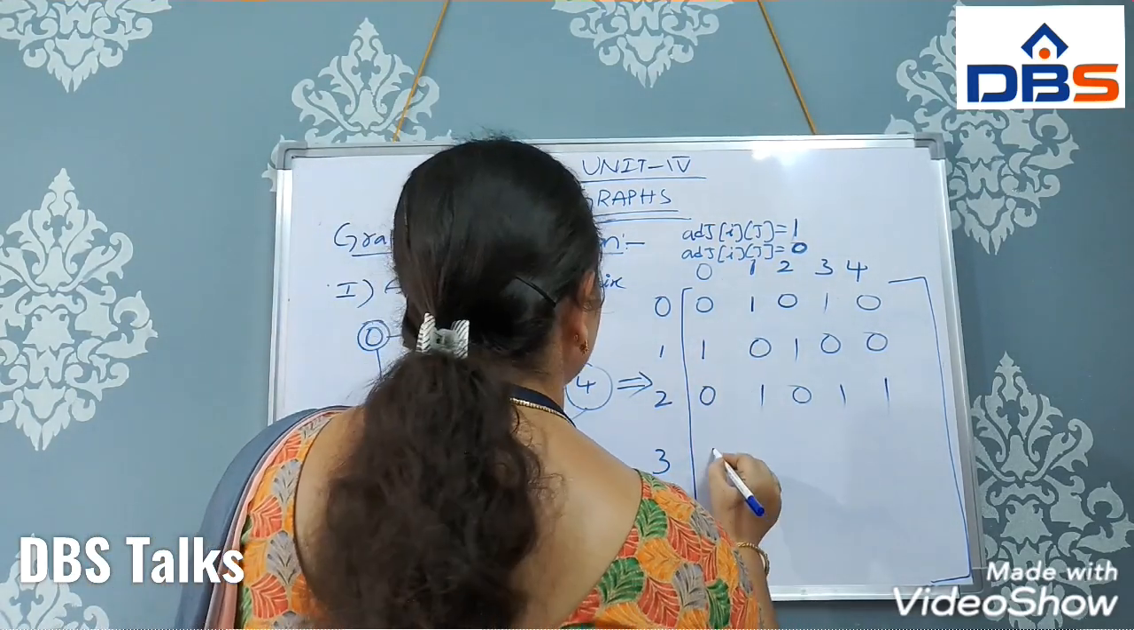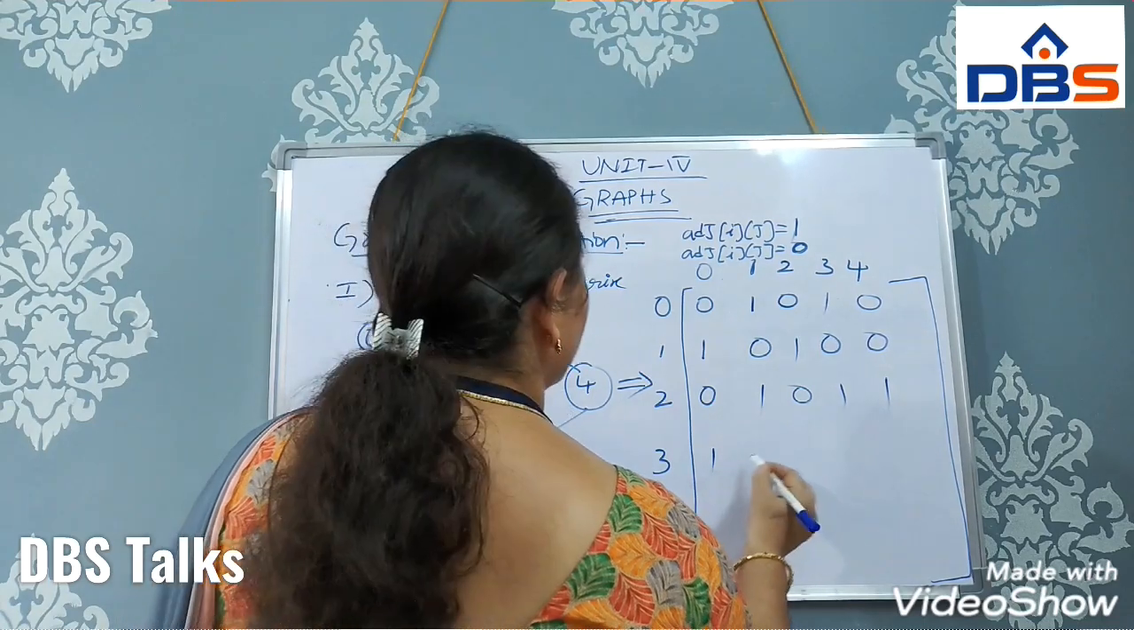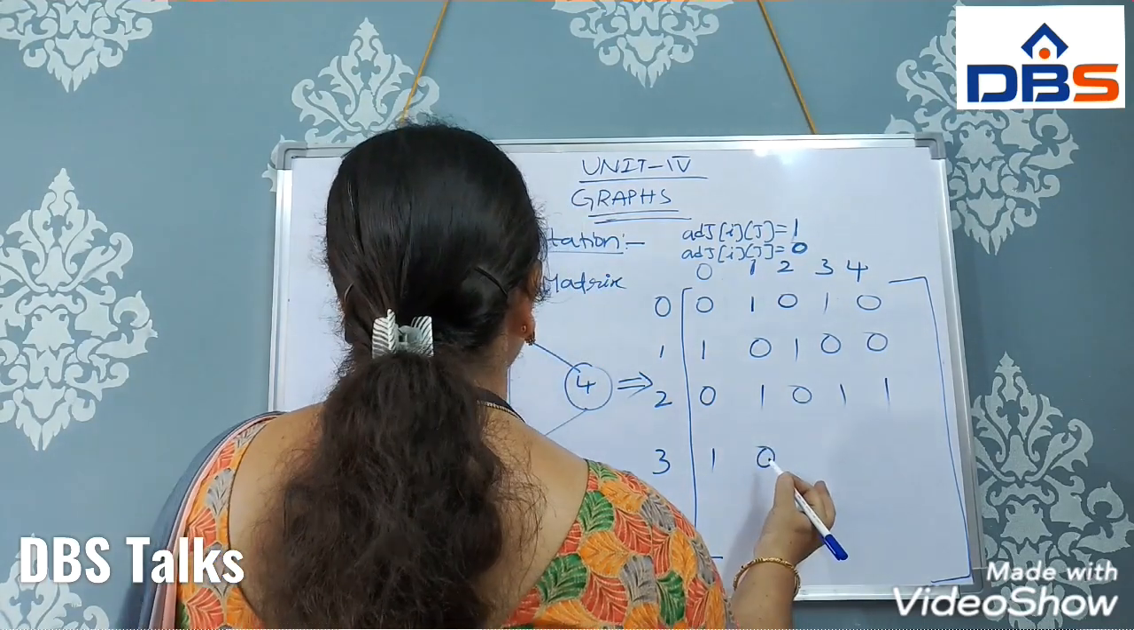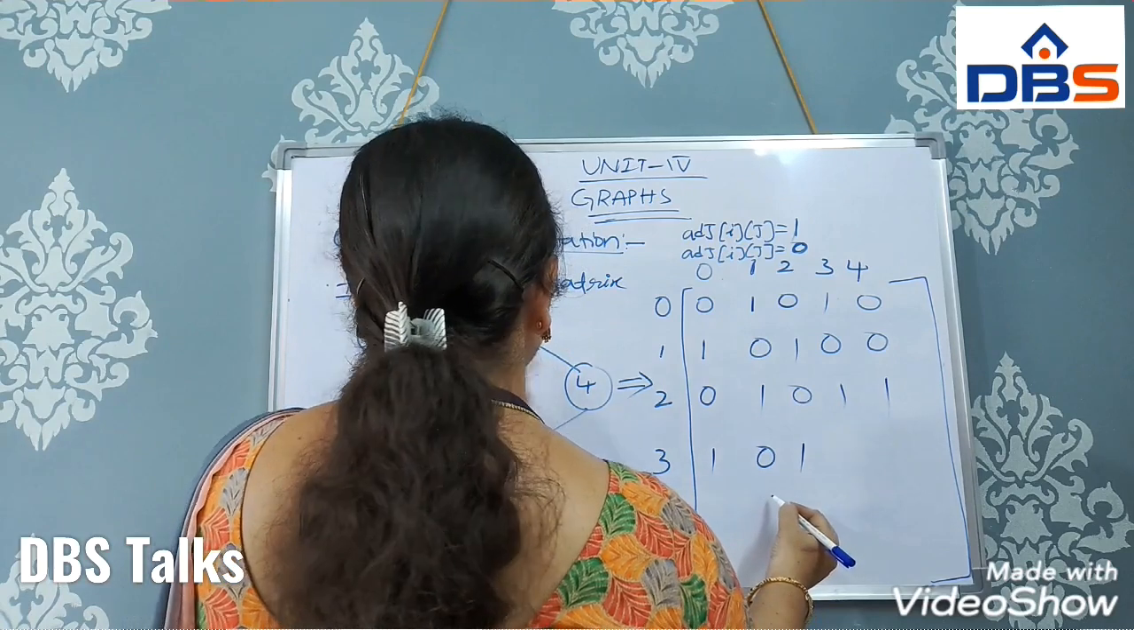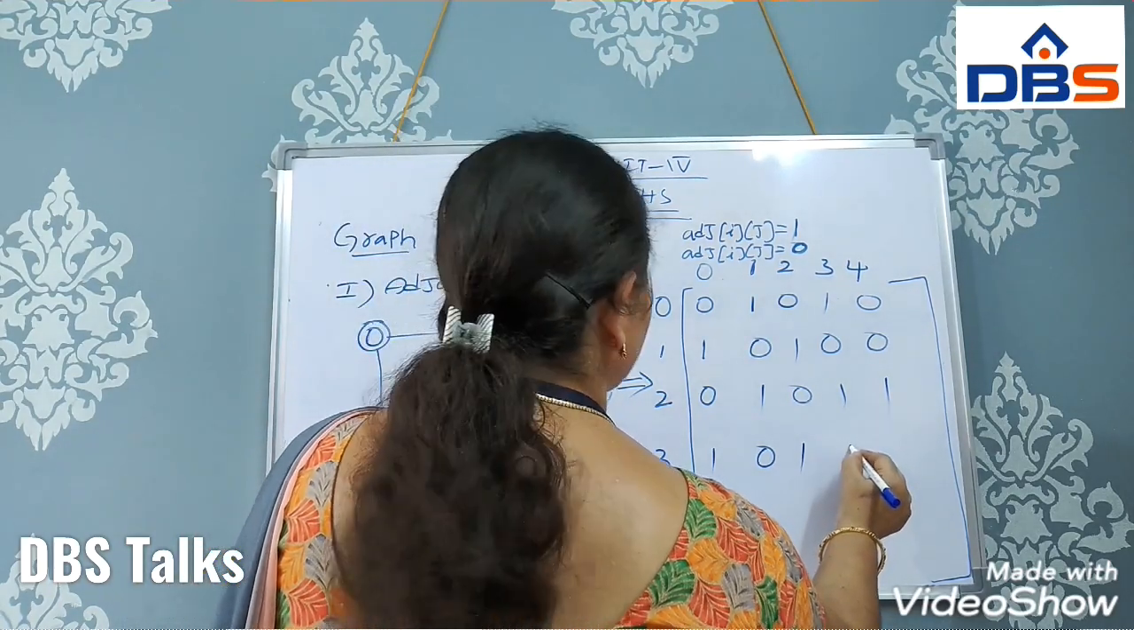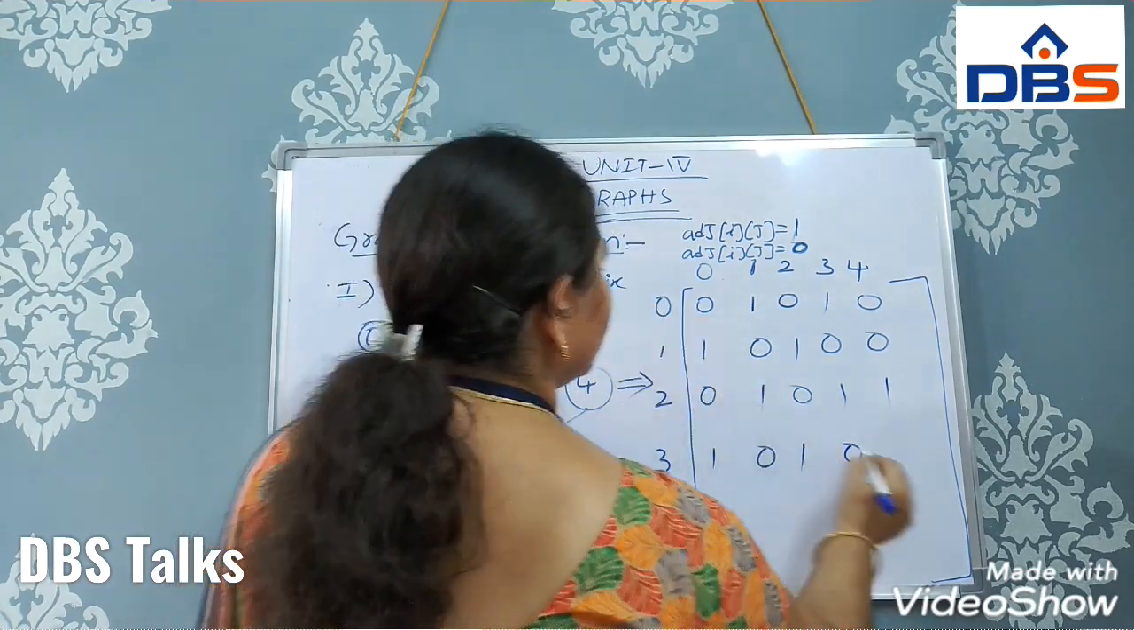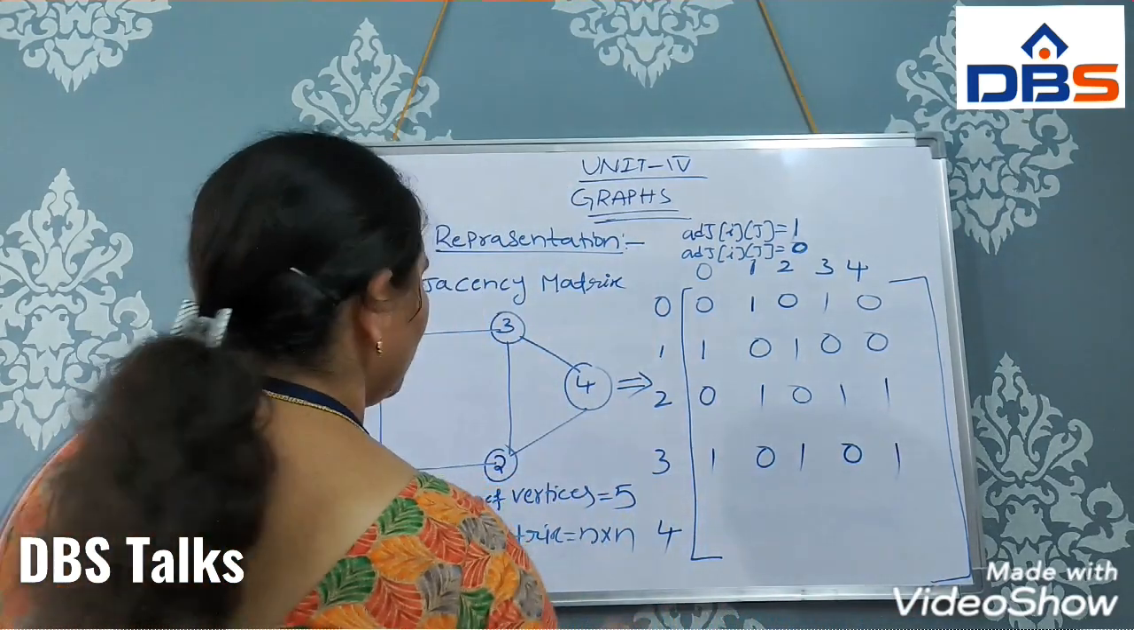3 to 0, as there is a connection. 3 to 1, there is no direct connection. 3 to 2, as there is a connection. 3 to 3, there is no self loop. 3 to 4, there is a connection. Next, 4.